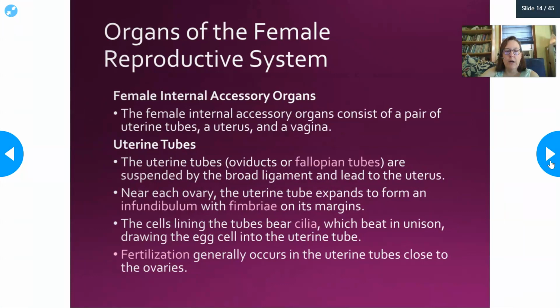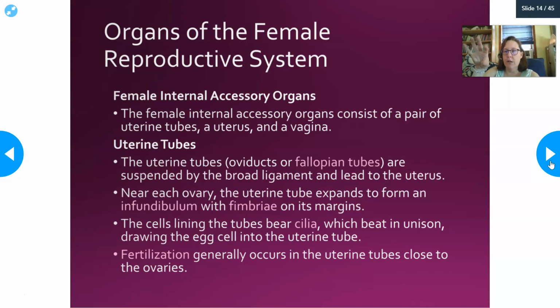Okay, so let's talk a little bit about the female internal accessory organs. They consist of a pair of uterine tubes, a uterus, and a vagina. The uterine tubes, also known as oviducts or fallopian tubes, I always call them fallopian tubes because that's how I learned them, are suspended by the broad ligament and lead to the uterus, and they connect the ovary to the uterus. Near each ovary, the uterine tube expands to form an infundibulum.